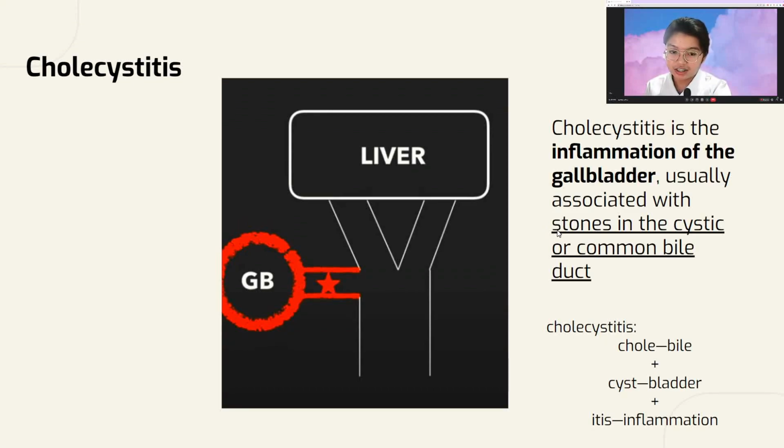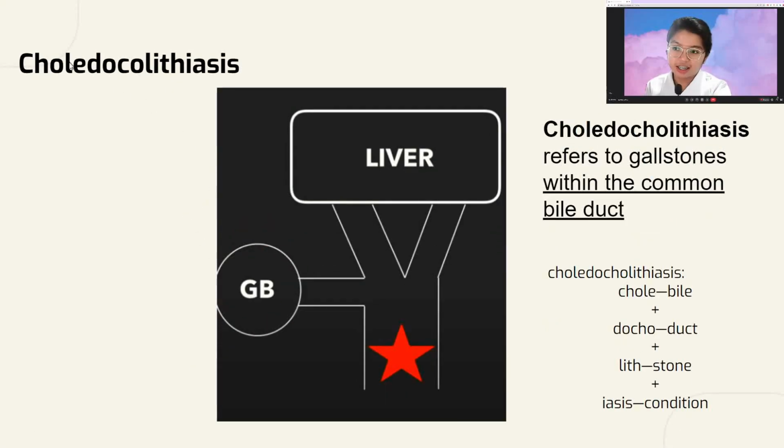As you can see, I underlined stones in the cystic or common bile duct because the most important attribute of this disease is that there is inflammation. Now, the stone can be lodged in the cystic duct, but the stone can also be lodged in the common bile duct. As long as there is inflammation, it is characterized as cholecystitis. And then the next is choledocholithiasis. Choledocholithiasis refers to gallstones within the common bile duct.